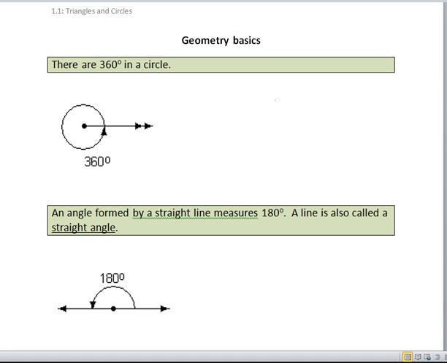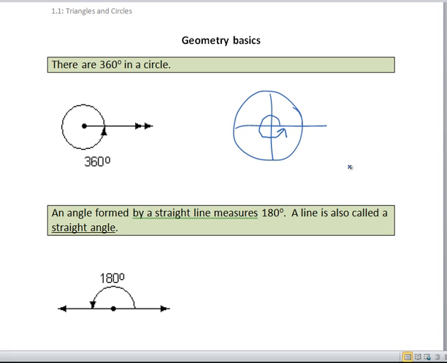Alright, so we first need to know how many degrees are in a circle. What that's measuring is actually the central angle. So if you draw a circle and you start to measure as you go around, one complete revolution is 360 degrees, and that's what this diagram is saying.